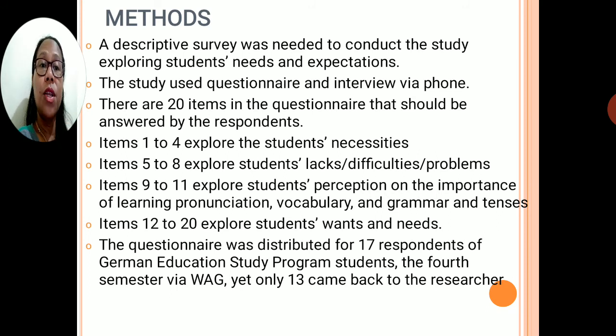The questionnaire was distributed to 17 respondents, fourth semester students of the German Education Study Program, via WhatsApp group. Yet only 13 came back to me as the researcher.